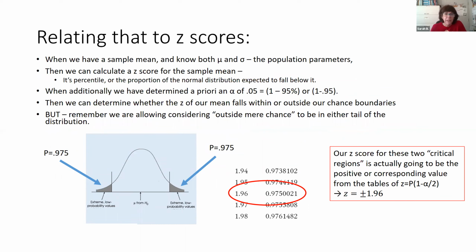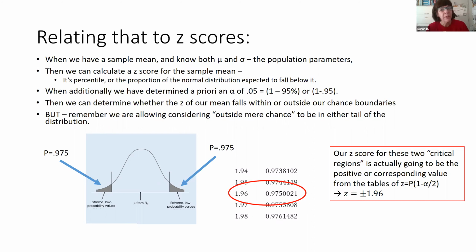And we relate that to it. We have the sample mean. This is a case with z-scores. We know about both mu and sigma, the population parameters. We can calculate the z-score for the sample using mu and sigma. And the z-score can relate to a percentile, or the proportion of the normal distribution that will fall below it.